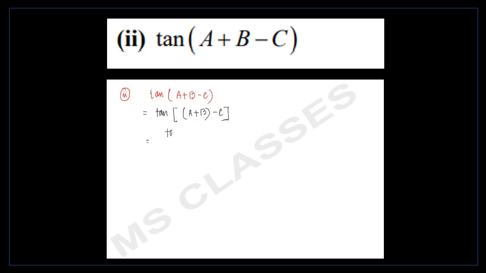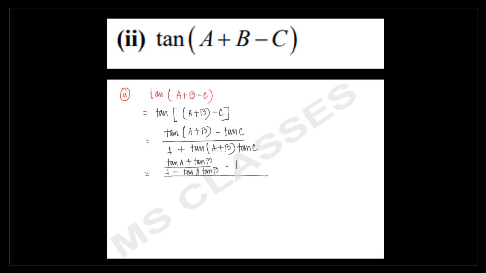That is, tan A minus tan B, and you think of this as B. So tan A minus tan B by 1 plus tan A plus B tan C. Now this gives us tan A plus tan B by 1 minus tan A tan B, minus tan C.